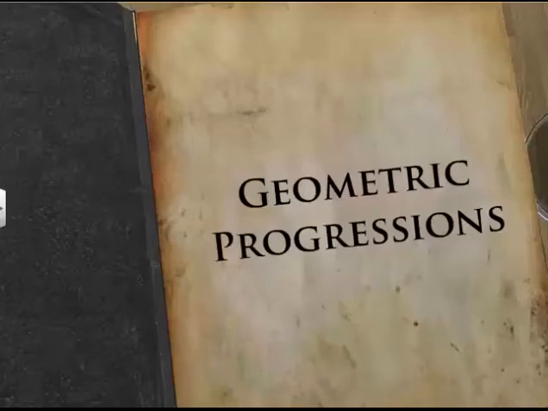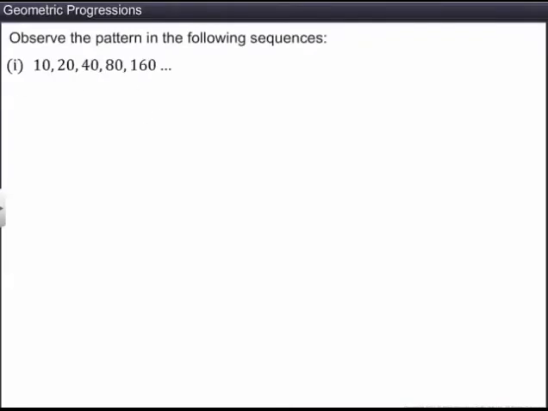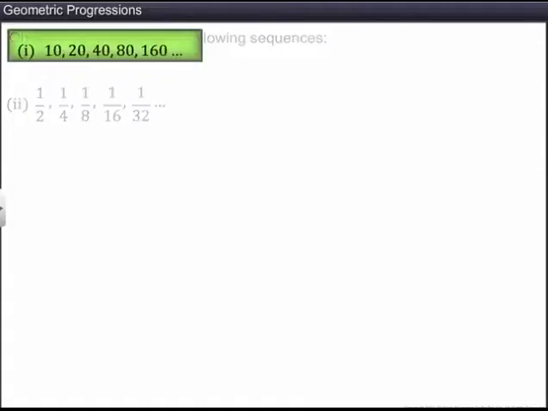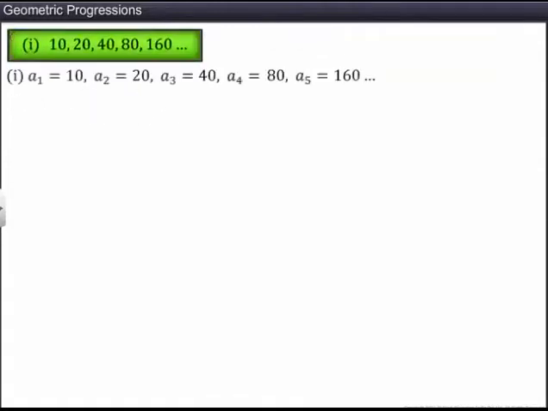In this module, you will learn about geometric progressions. Observe the pattern in the sequences shown. Following the same pattern, let's try to write the subsequent terms in each case. Beginning with the first sequence. The first term of this sequence is 10. The second term is 20. The third is 40. The fourth, 80. The fifth, 160. And so on.